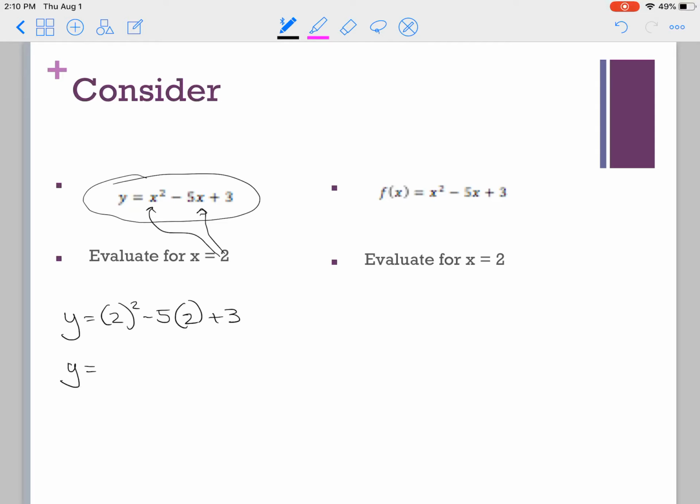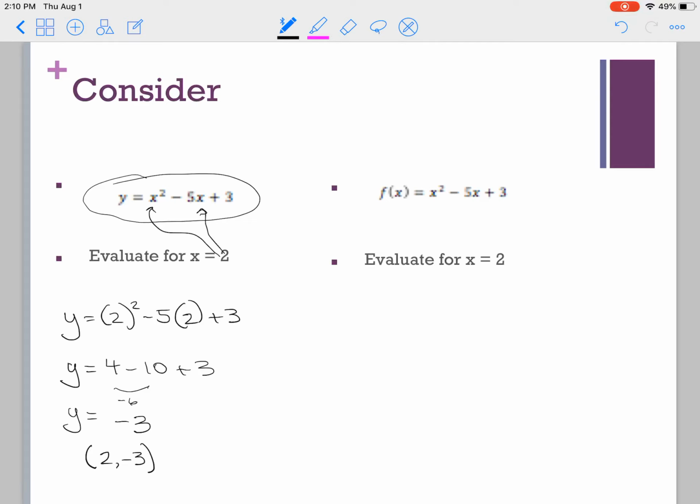So when we figure this out, if we do it with pencil and paper, we have to do our exponents first. So 2 squared is 4, and then we multiply. Negative 5 times 2 is negative 10. And now last, we're going to do our addition or subtraction from left to right. So 4 minus 10 is negative 6, and negative 6 plus 3 is negative 3. So we put in one value for X equals 2, and we got out one value for Y. Y equals negative 3. And then most times we'll write that as an ordered pair. So the 2 comes first because it's X, and negative 3 comes second because it's Y.